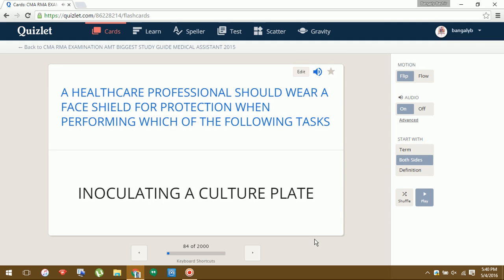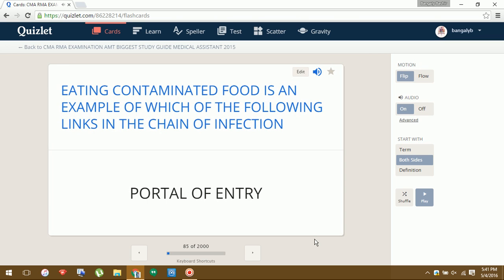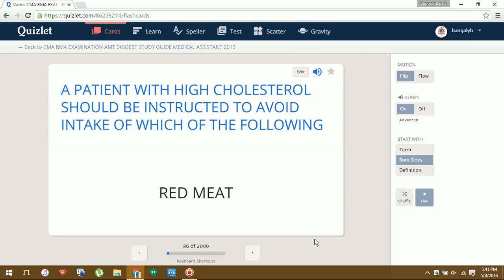A healthcare professional should wear a face shield for protection when performing which of the following tasks? Inoculating a culture plate. Eating contaminated food is an example of which of the following links in the chain of infection? Portal of entry. A patient with high cholesterol should be instructed to avoid intake of which of the following? Red meat.